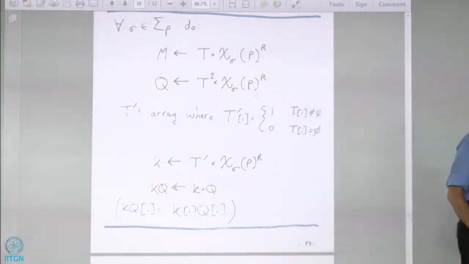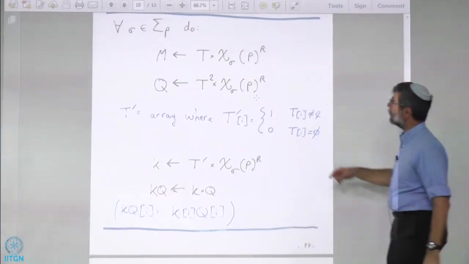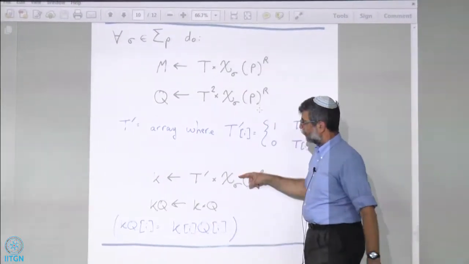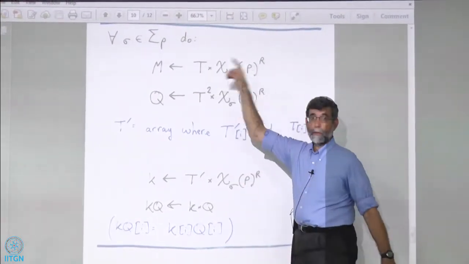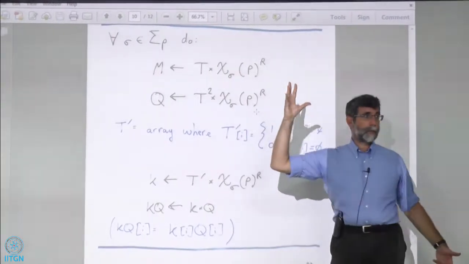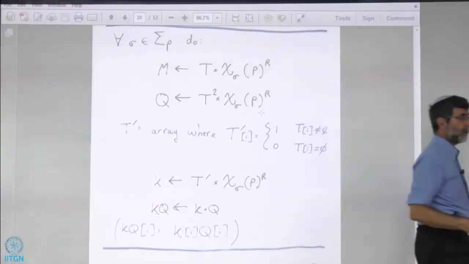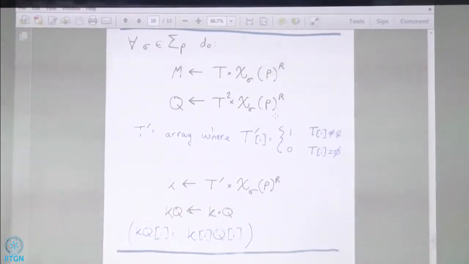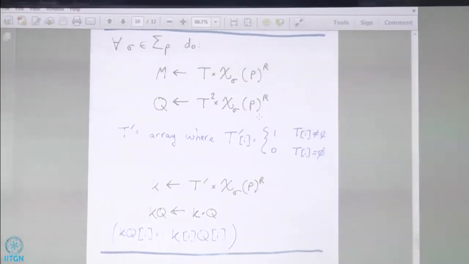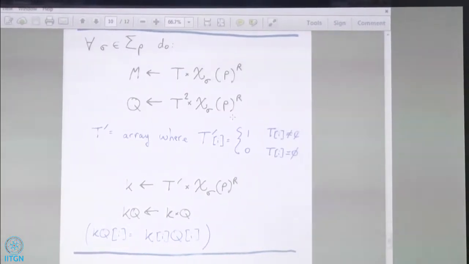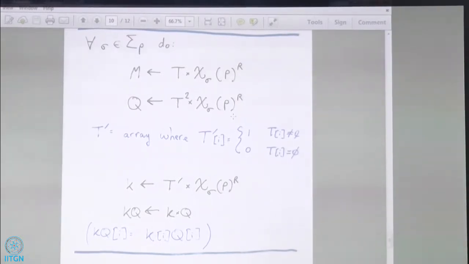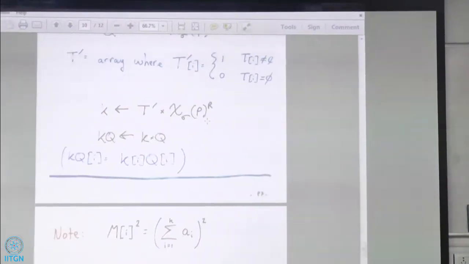So you do all these. How many convolutions have we done? 3 convolutions per symbol in sigma, per sigma symbol in the alphabet. So our total number of convolutions is only sigma, so our complexity is sigma times n log m.